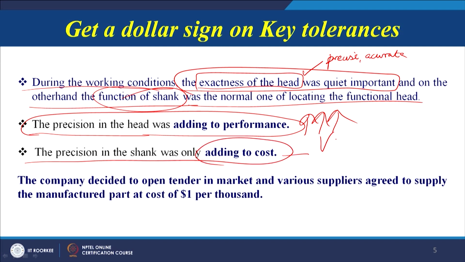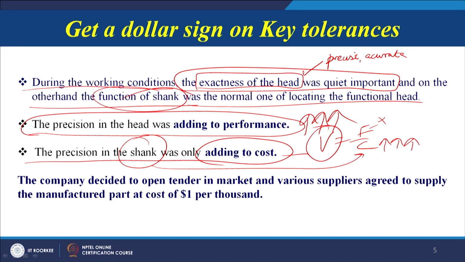So we see value is equal to function by cost. So whatever precision we are providing on the shank is increasing the cost only and is not adding anything to the function, which means the value is decreasing because of providing tight tolerances on the shank part. But on the head part, yes, we really require a tight tolerance because we are really bothered about the exactness of the head.